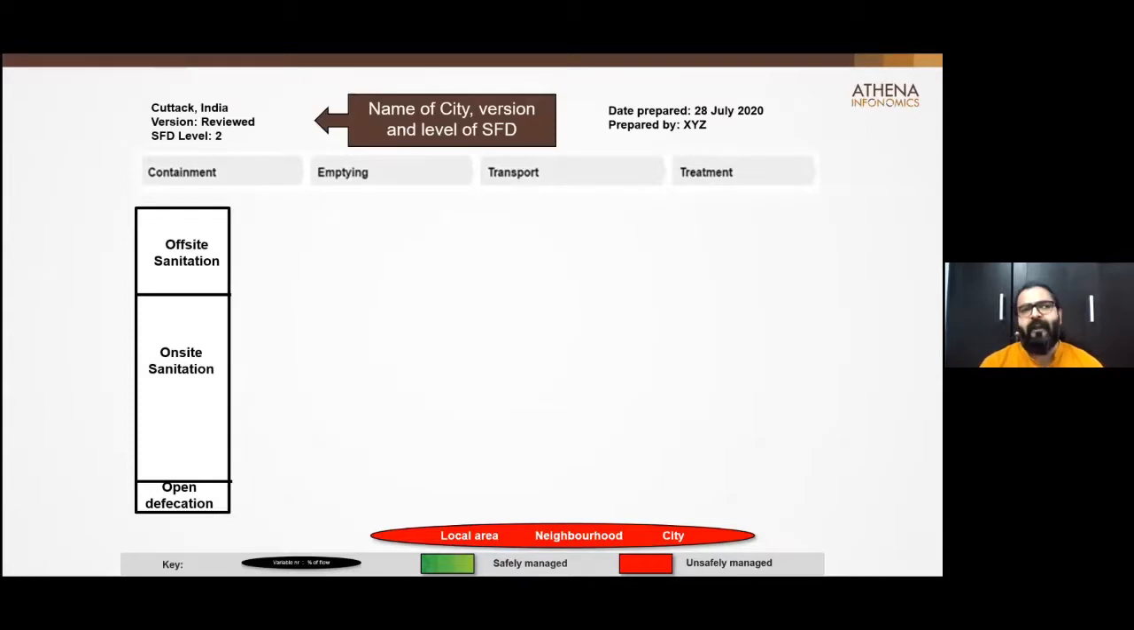But of late, we realized that doing a full report is a little discouraging for people to do an SFD, and that's how we came up with an SFD light version, which is just like an executive summary. It's a 4-page report, and in the last couple of years a lot of people have used it and also uploaded their SFDs on the SuSanA platform. So those are the levels of SFD.